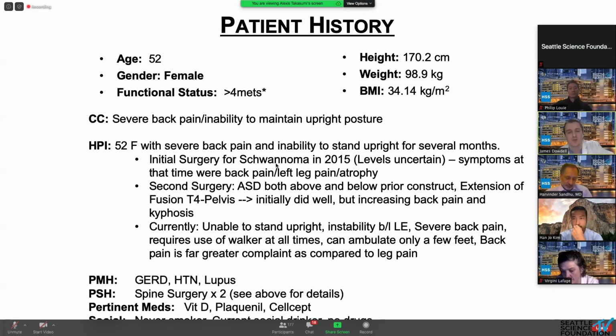She initially did well, presenting with increasing back pain and kyphosis. Currently, she's unable to stand upright. She has instability in both her legs, and she's got severe back pain, requires the use of a walker at all times. So that's her main complaint when she's coming to us. Her past medical history is significant for a couple things. Number one is lupus. That's going to be impacting our post-operative course, and on cell septum plaque.